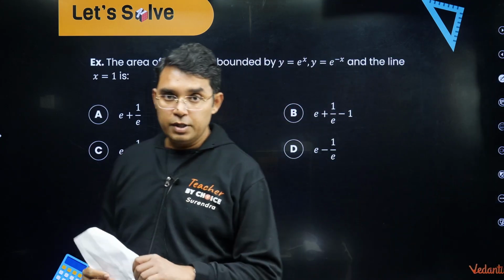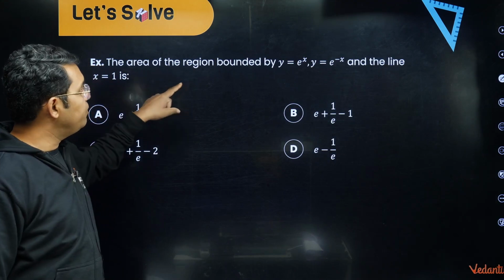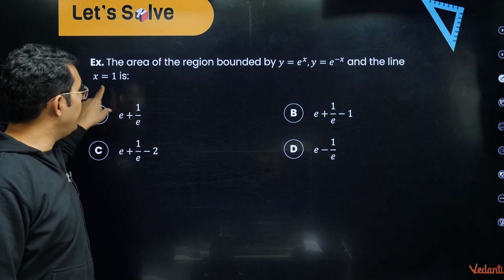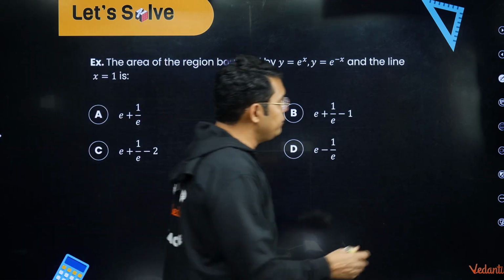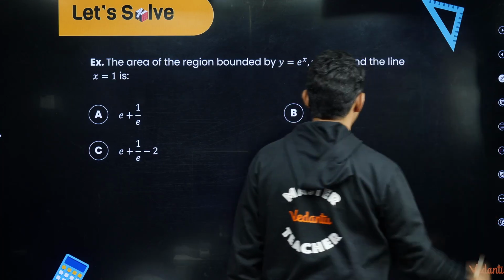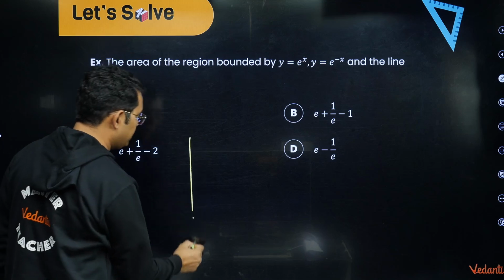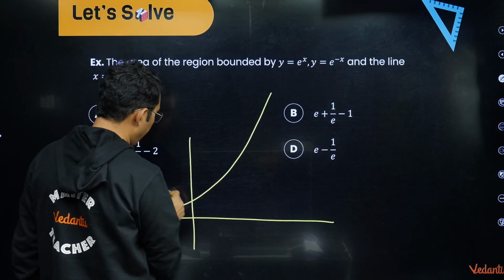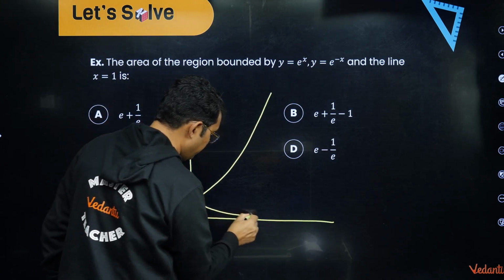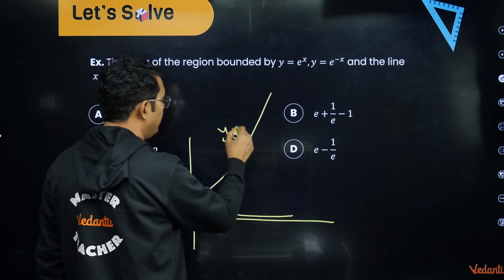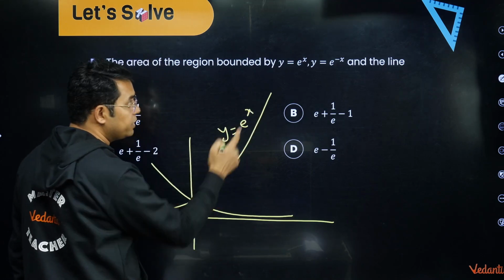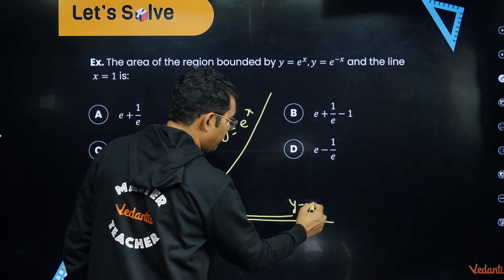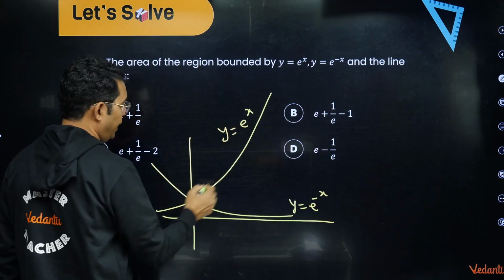Coming to this question, where we are given the area of the region bounded by y equal to e power x, y equal to e power minus x, and the line x equal to 1. I think this is one very simple question, because the graph of e power x we all know, it is a rising graph like this. E power minus x is a decaying graph, meeting y equal to e power x at 0, because at 0 they both give the value 1, and this is y equal to e power minus x, and then the line x equal to 1.